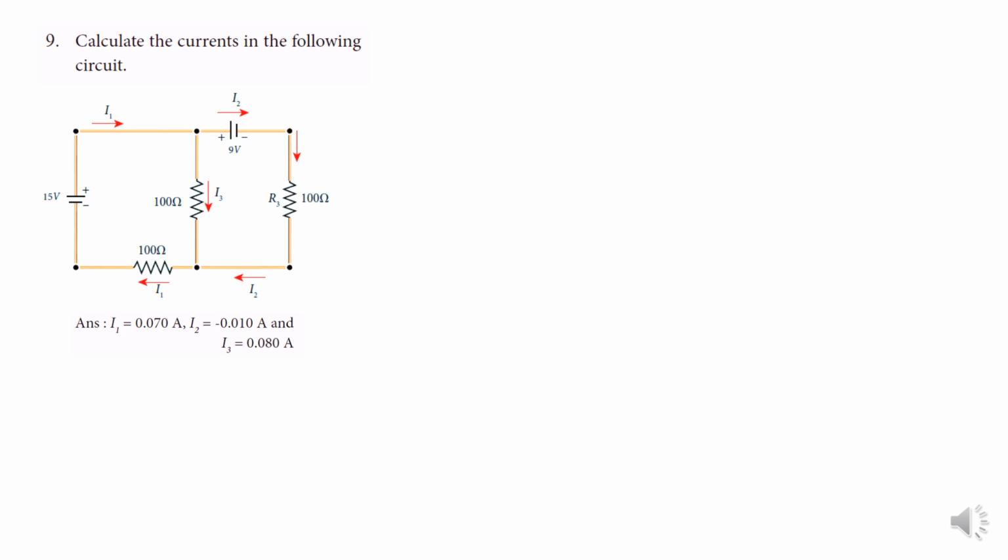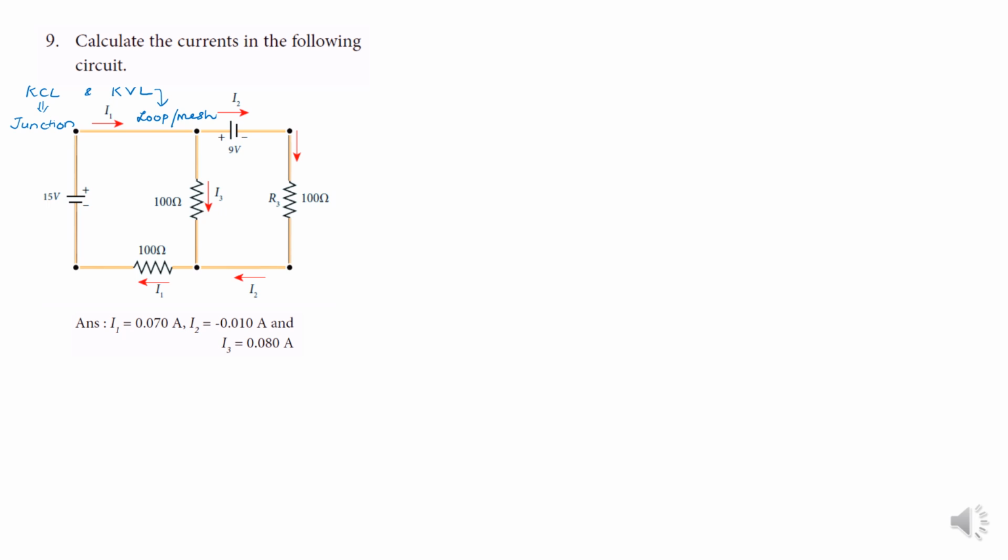Question number 9: calculate the currents in the following circuit. There is a circuit given, and you are asked to find I1, I2 and I3. For this problem, you are going to use Kirchhoff's current law and Kirchhoff's voltage law. Kirchhoff's current law is the junction rule and Kirchhoff's voltage law is the loop or mesh rule.